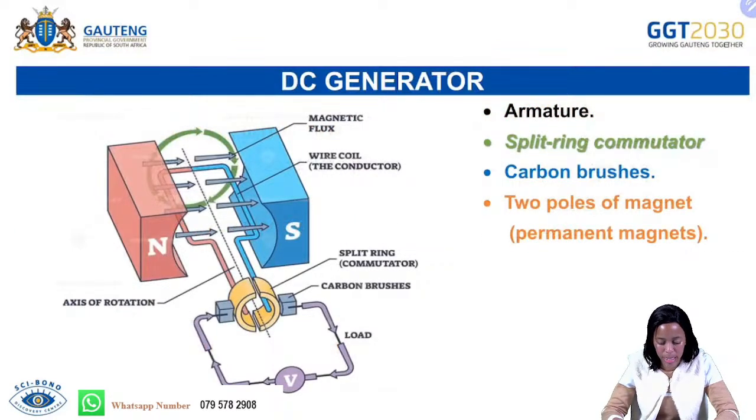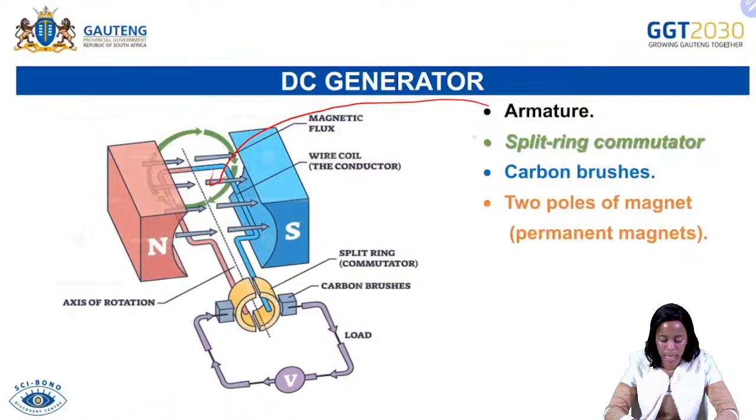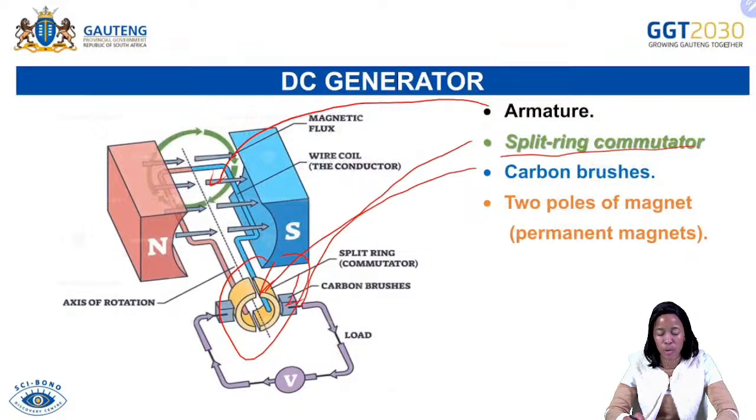Then we have a DC generator. With a DC generator, again, we have the coil there. But remember, with an AC generator we had slip rings. With a DC generator, we then have a split ring commutator. And again, we have the carbon brushes, which are connected to your split ring commutator.